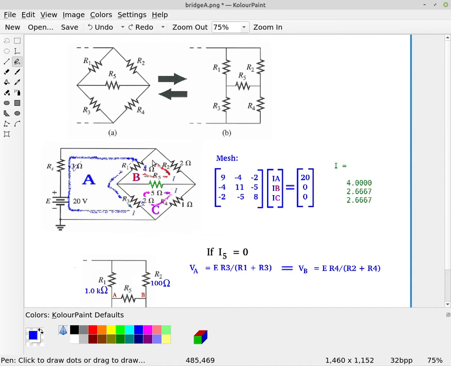And then if we look at loop B, we have these 3 resistors, R1, R2, and R5, and we add those and that gives us 11. Then we subtract the one shared between B and C, which is the -5. Then we do our C matrix, which has resistor R5, resistor R3, and resistor R4, which gives us 8. Now we put this in our Octave or MATLAB program or our calculator, solve this, and we get our currents.